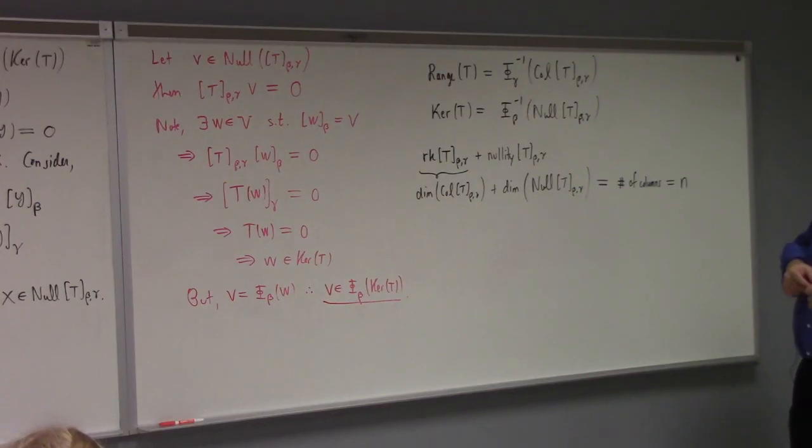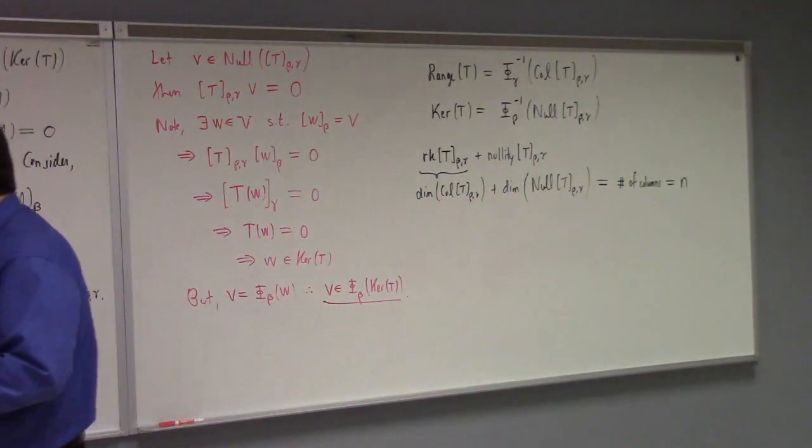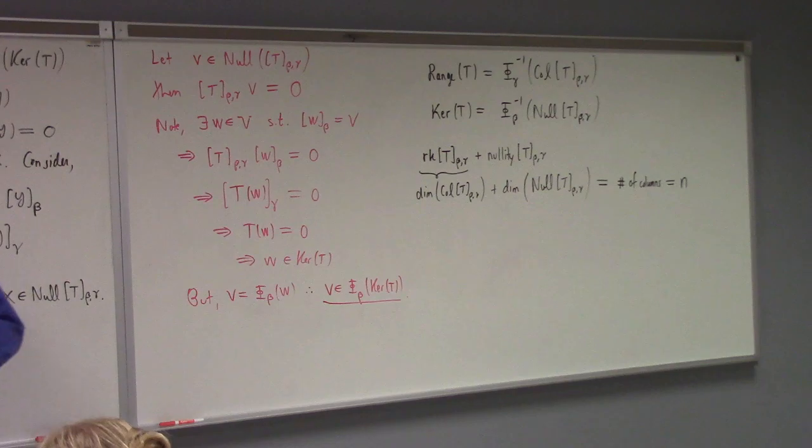But I would draw your attention to the fact that the coordinate maps and their inverses are isomorphisms. Right? They're isomorphisms.